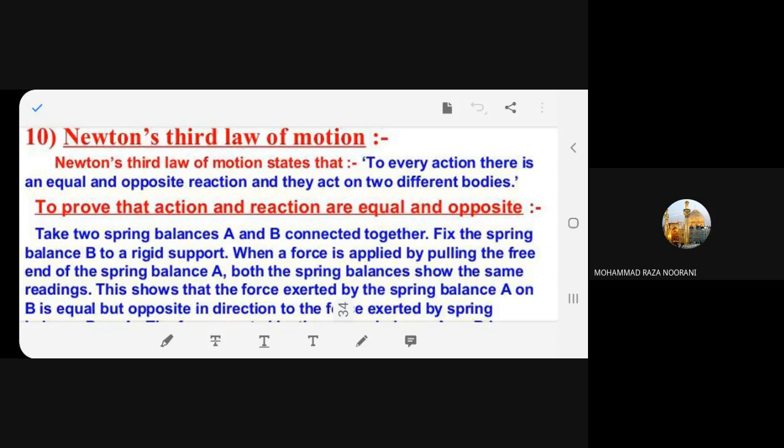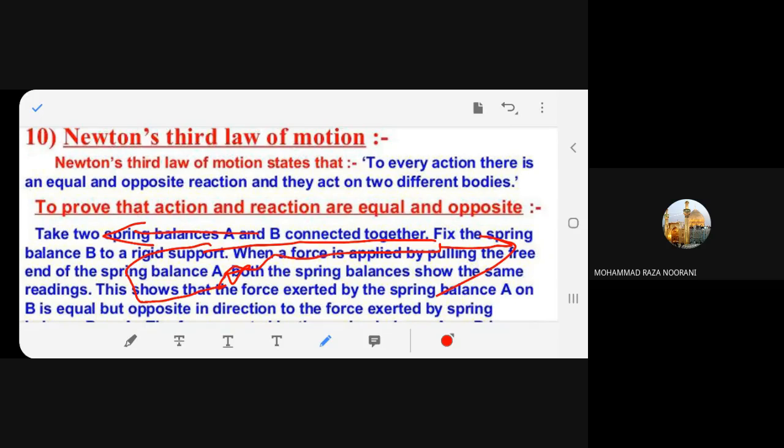Newton's third law of motion states that to every action there is an equal and opposite reaction, and they act on two different bodies. Now, if you are shooting with a rifle, for example, the bullet goes ahead, but there is a jolt back. It hits your shoulder.